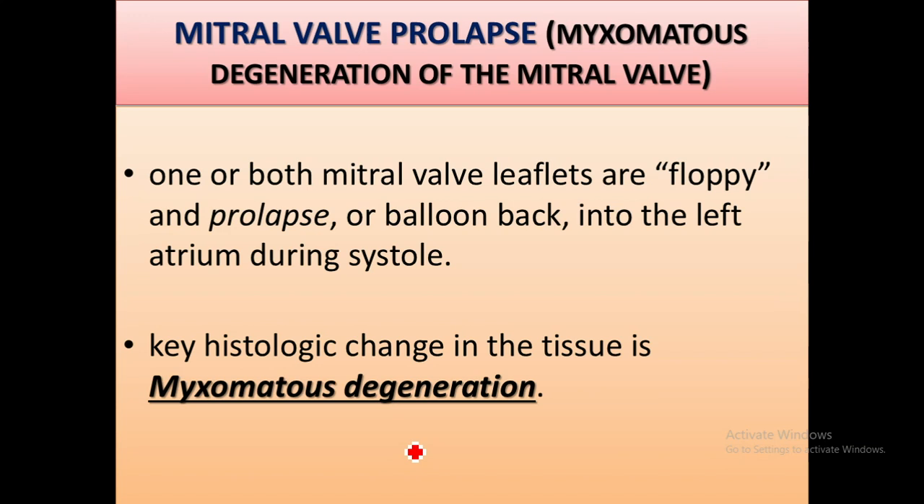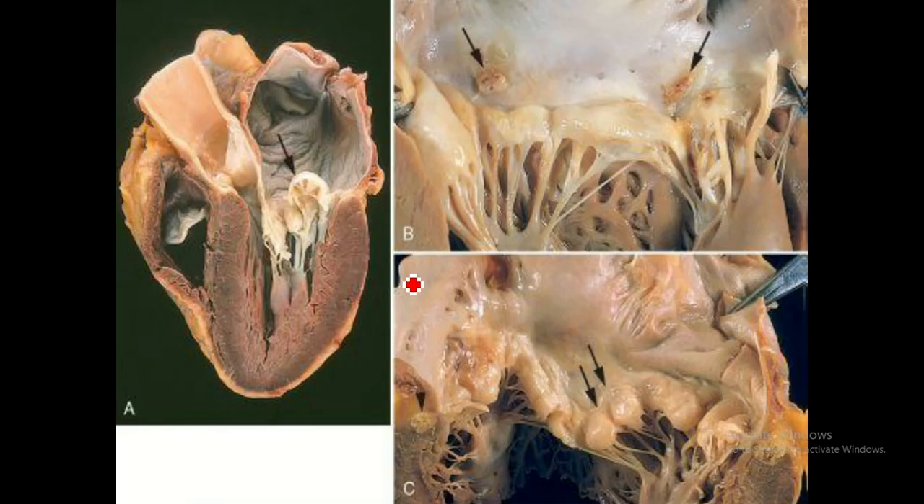So, next is mitral valve prolapse or myxomatous degeneration of mitral valve. One or both mitral valve leaflets are floppy and prolapse or balloon back into the left atrium during systole. As you can see in this picture, this is the left ventricle and this is the left atrium. So instead of closing completely during the contraction, it falls and balloons backward into the left atrium.